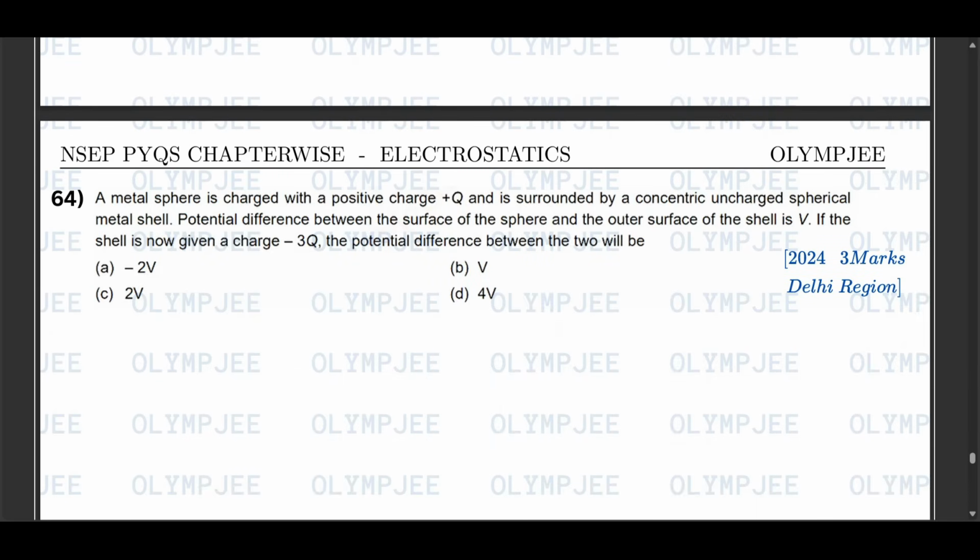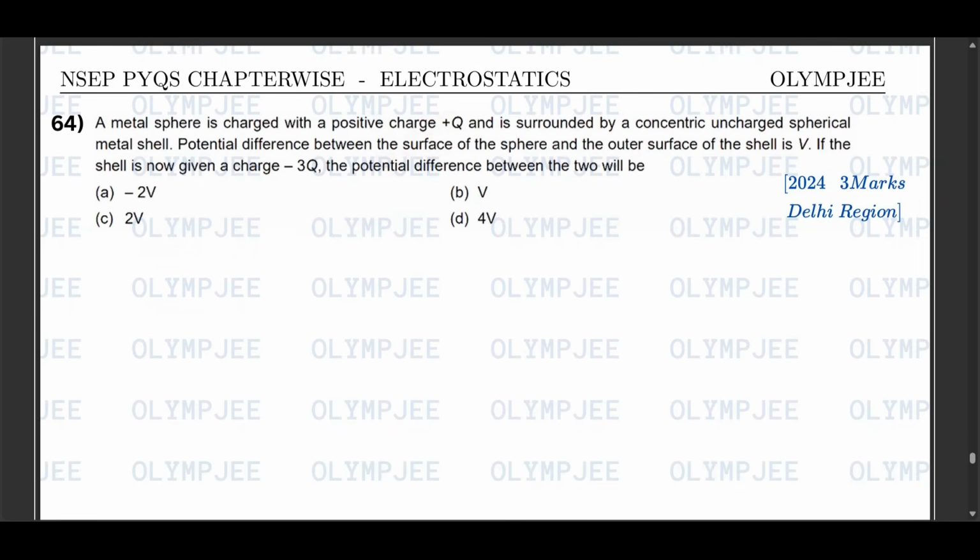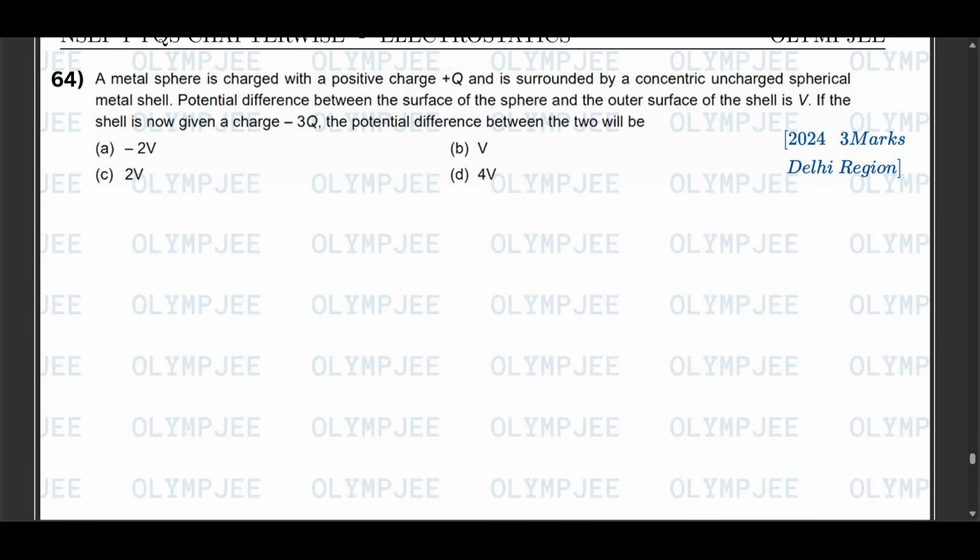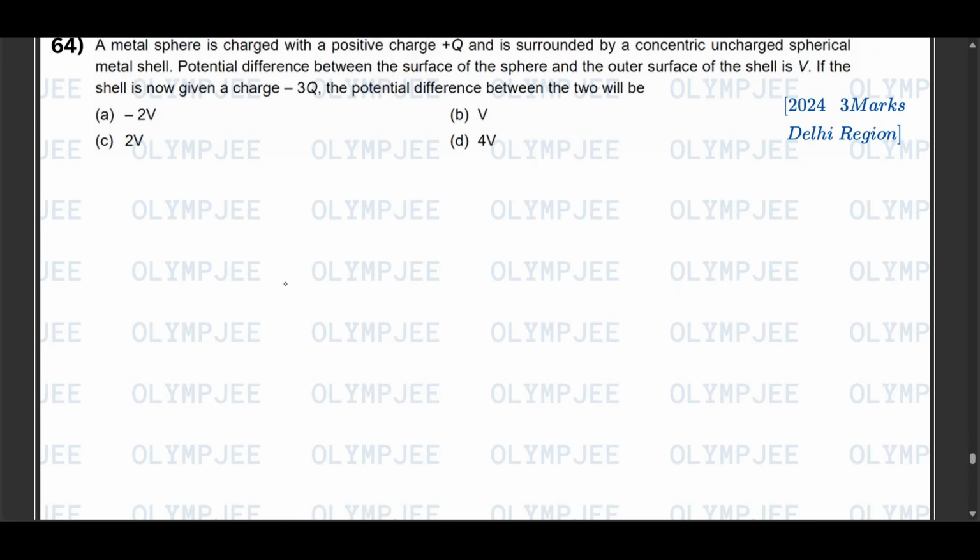Question 64 says a metal sphere is charged with a positive charge plus Q and is surrounded by a concentric uncharged spherical metal shell. Potential difference between surface of the sphere and the outer surface is V. If the shell is now given minus 3Q charge, then potential difference will be. So there is a sphere with plus Q charge, and then it is surrounded by a concentric sphere.